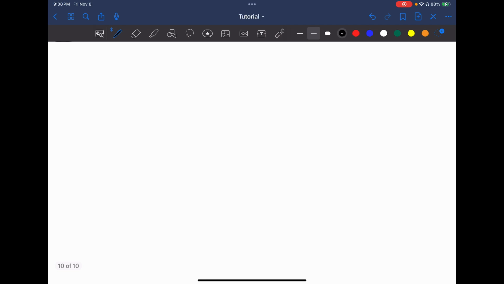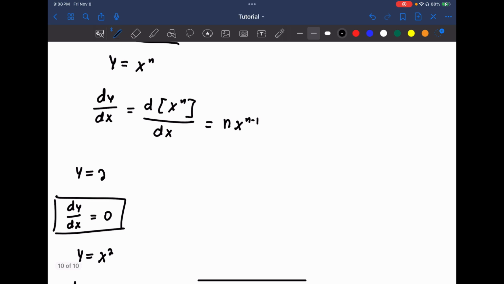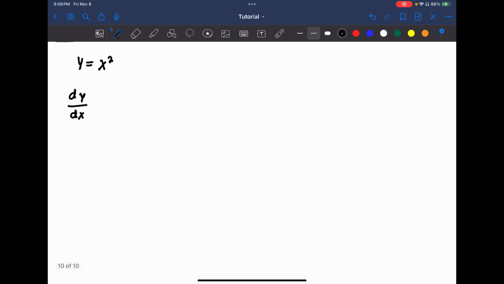Our next example is y equals x to the power 2. So our power rule states that the derivative of x to the n is equal to n times x to the n minus 1. In this example, n is equal to 2. So it will be 2 times x to the n minus 1. N minus 1 is 1. So our final answer will be 2x, or 2 times x.